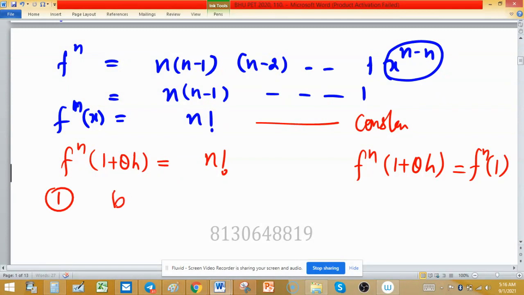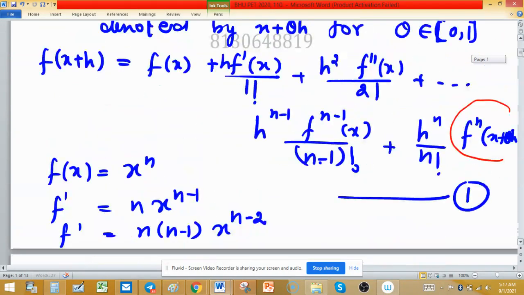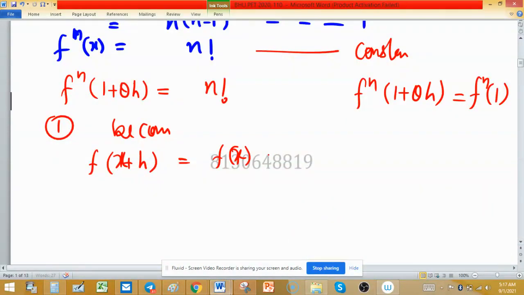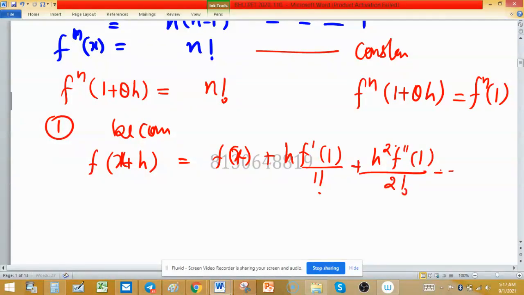So equation 1 becomes f(x plus h) equal to f(x) plus h f'(1) upon 1 factorial plus h square f''(1) upon 2 factorial plus and so on up to h raised to the power n f^n(1) upon n factorial.